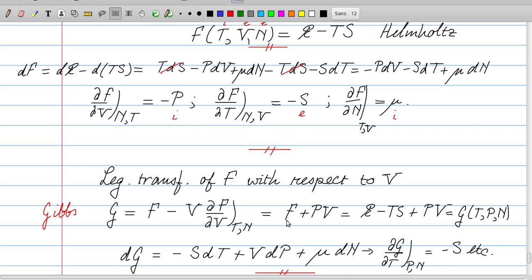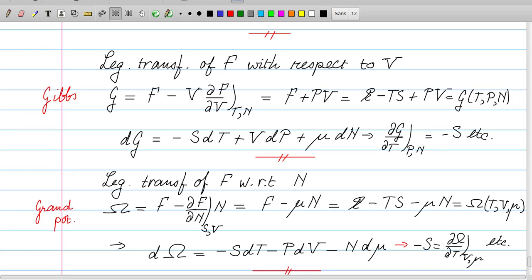And so, because F is E minus TS, we have E minus TS plus PV, and that's this new potential, which is G, and it's called the Gibbs free energy. If we calculate dG, then we find that dG is minus S dT plus V dP plus mu dN. It proceeds exactly along the same lines as we have used there. And from this I can, for example, see that dG/dT is minus S, and we can find also that dG/dP is V and dG/dN is mu. It follows straightforwardly from this differential.